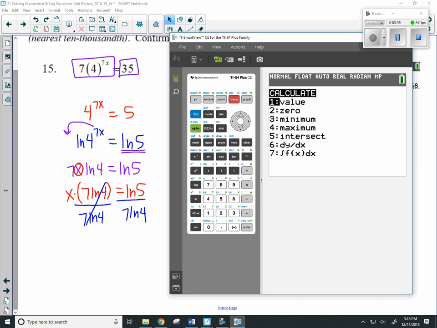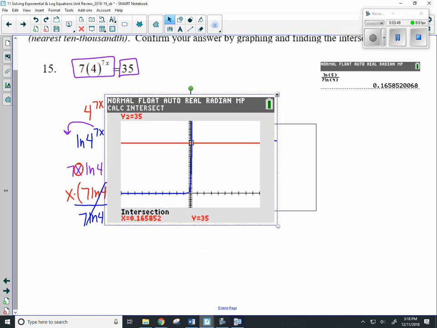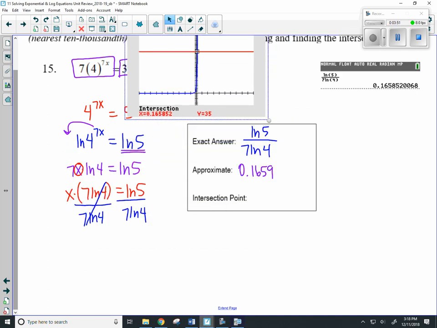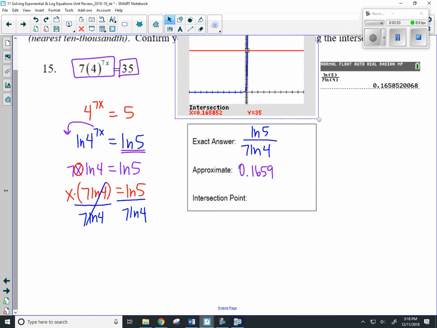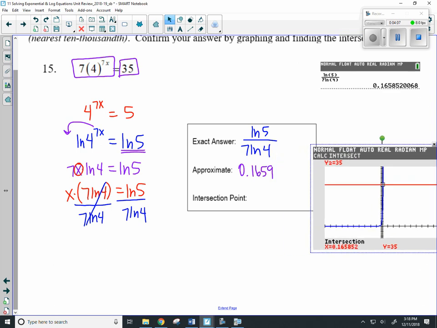Second trace intersect. First curve, just hit enter. Second curve, hit enter. And guess, hit enter again. All right, so you should see that the x value that we get for the intersection point matches the same number that we have when we did the approximate answer. Now we're not going to ask you to find the intersection point on your test, but we do want you to be aware that that is an excellent way for you to solve something if you have no clue how to do it.